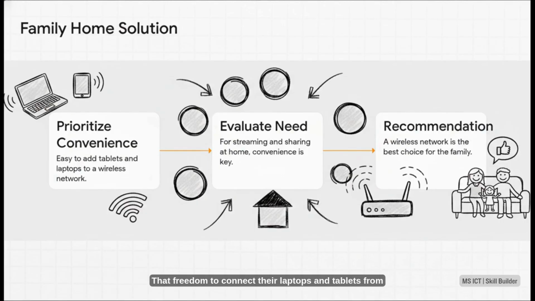That freedom to connect their laptops and tablets from anywhere in the house without plugging in a single cable, that's exactly what they need. A wireless network gives them the convenience that just makes sense for their life.